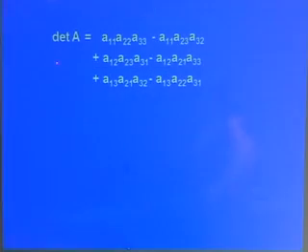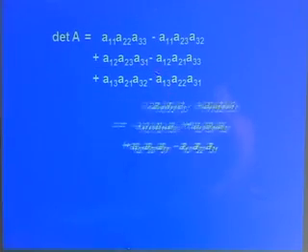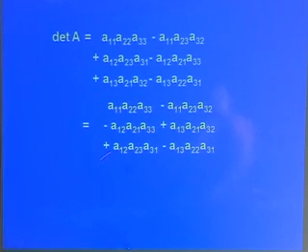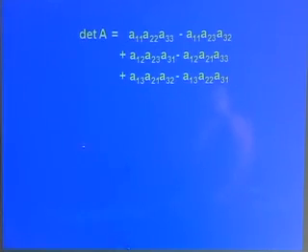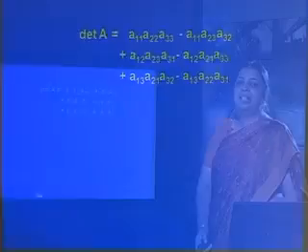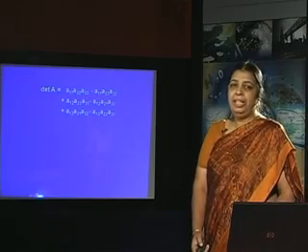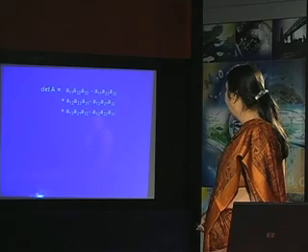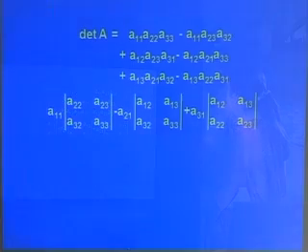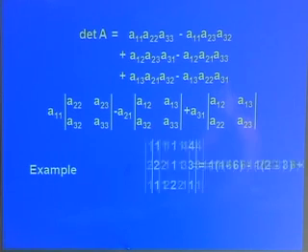So, if we start with determinant A equal to this, then we can rearrange the terms in a different manner, so that we now have A11, A21 and A31, multiplied by the corresponding 2 by 2 determinants. So, this is not all, one can expand in terms of any row or any column. This we have already discussed. We will take an example.